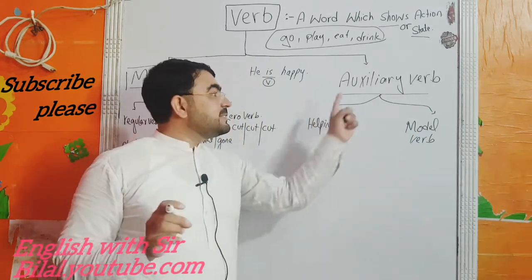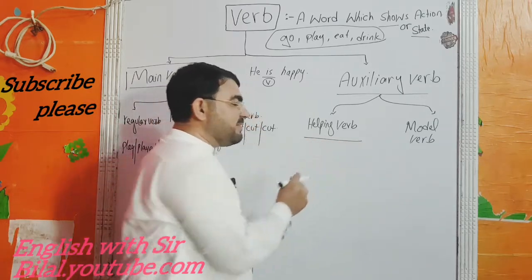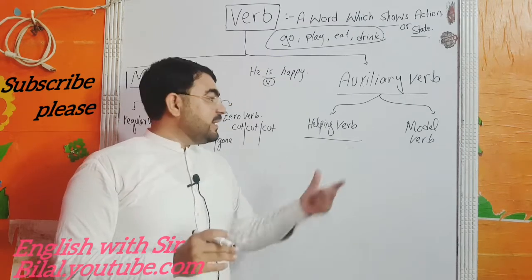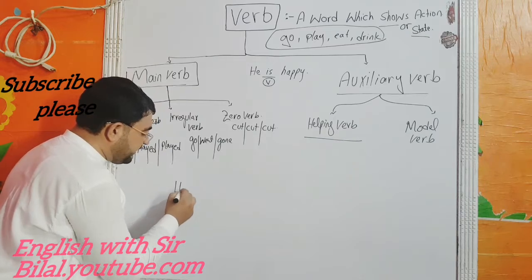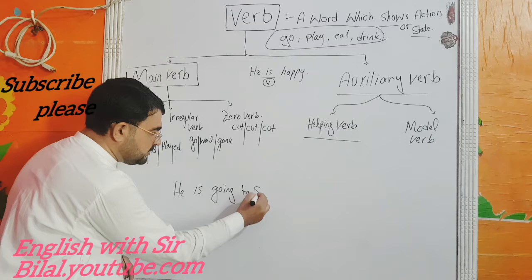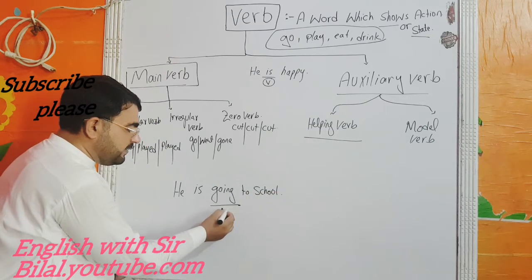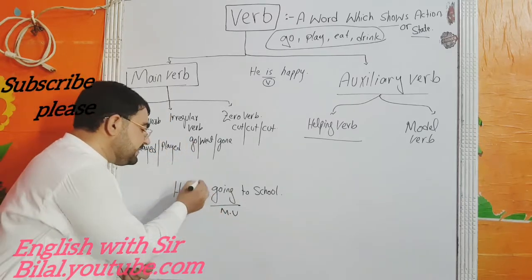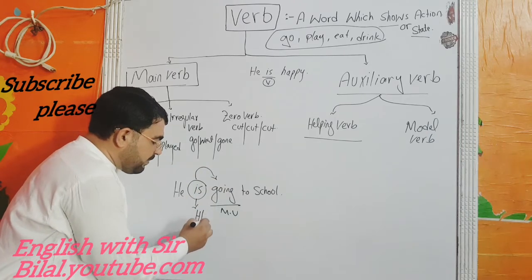Mainly auxiliaries are divided into two. The first one is helping verb. Helping verb means which helps the main verb in the sentence. Whenever helping verbs come, it helps. For example, he is going to school. In this sentence, going is a main verb, as I explained. It's an action verb, and is is helping the main verb. So this verb is called helping verb.